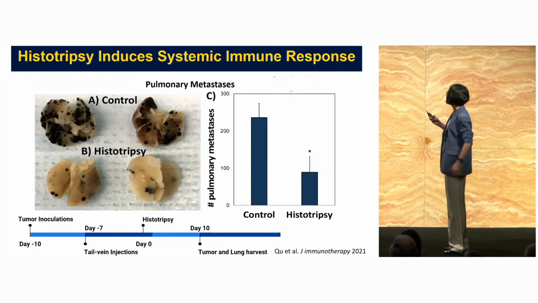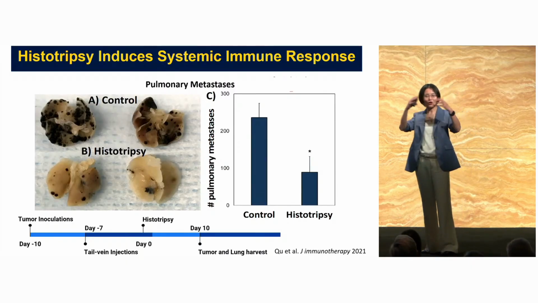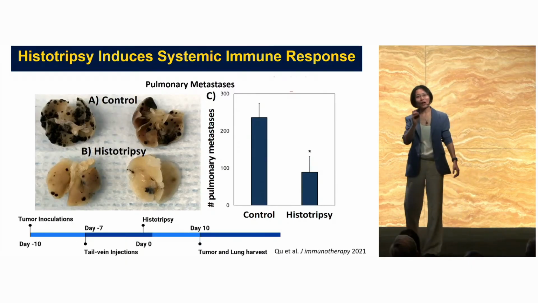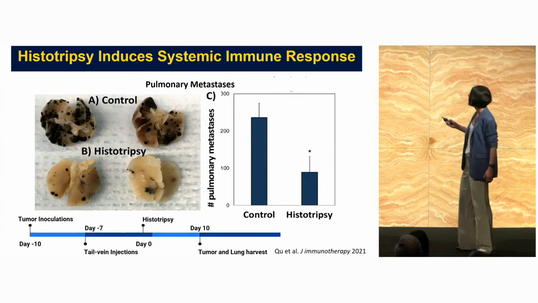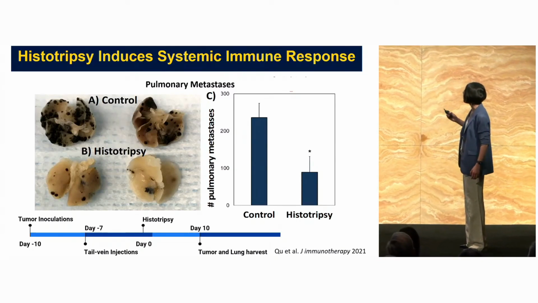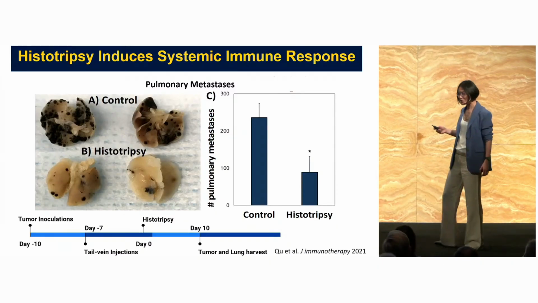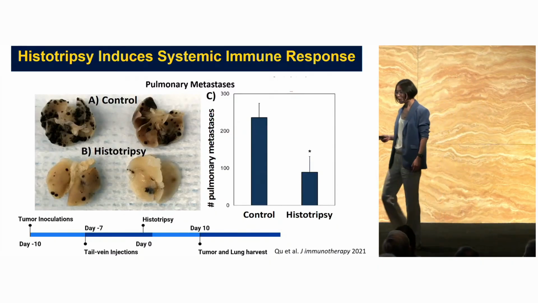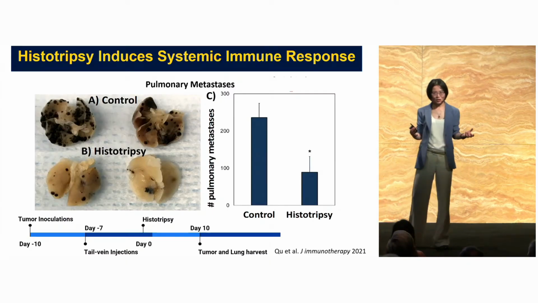So this is a mouse that had pulmonary metastasis, meaning metastasis over the lung. We only treat the primary tumor with histotripsy only, nothing else, and then you are able to see that the metastasis reduced significantly due to the immune response generated by histotripsy. And we were also so surprised to see that this was actually also seen in selected patients as well.